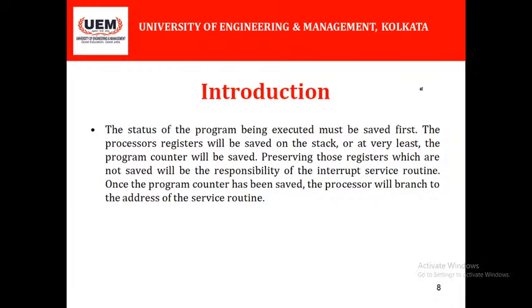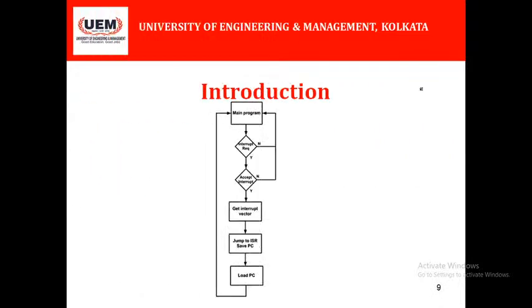The status of the program being executed must be saved first, and the processor registers will be saved in the stack, or at the very least the program counter will be saved. So preserving those registers which are not saved will be the responsibility of the interrupt service routine. Once the program counter has been saved, the processor will branch to the address of the service routine. It's the same statement, which has been written here by mistake.